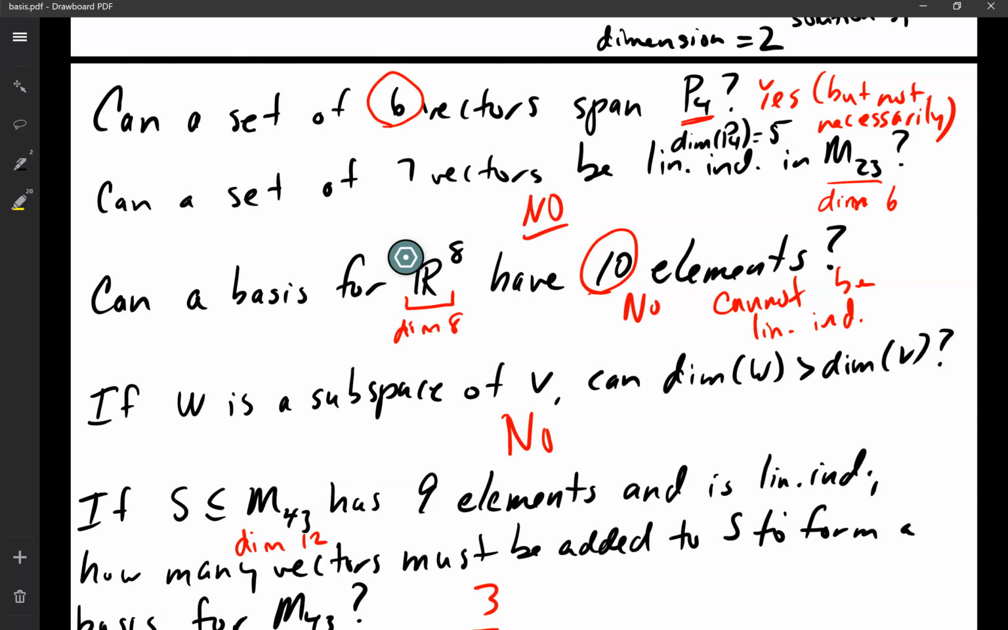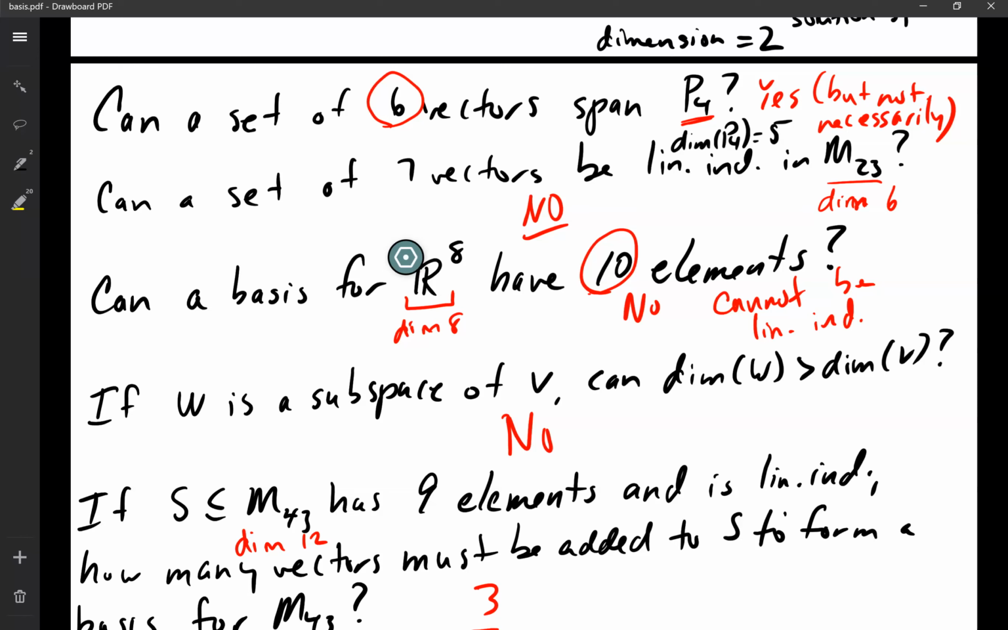In order to have a spanning set, we have to have at least 5 vectors then, because a spanning set has to have at least as many vectors as the dimension. Because remember again, a basis in some regards is a minimal spanning set. It's the smallest possible set of vectors that will do the job to span the vector space. So any spanning set has to have at least 5 vectors. So this one says we have 6, so yes it can, but it certainly doesn't have to.